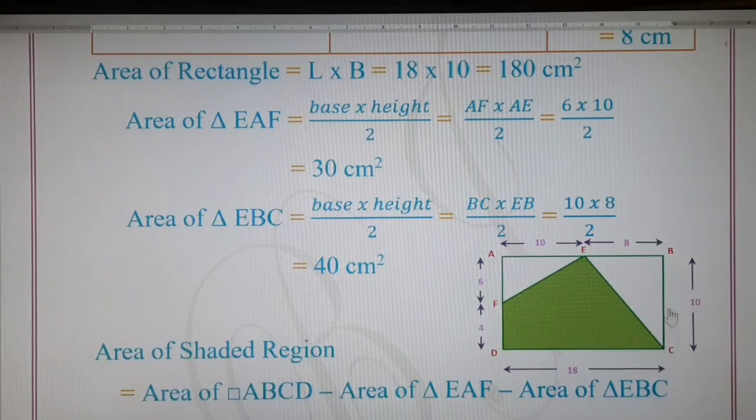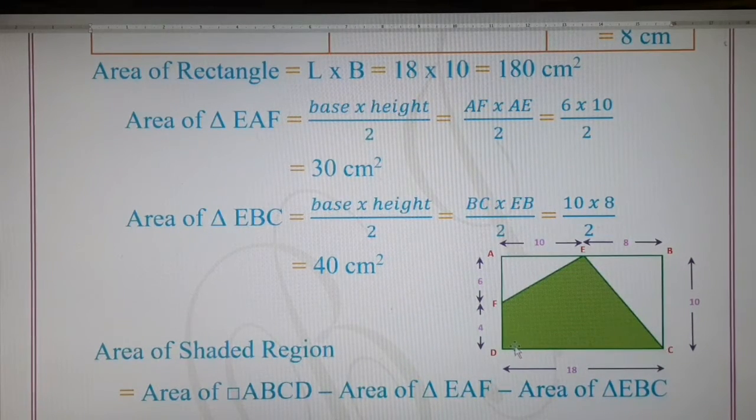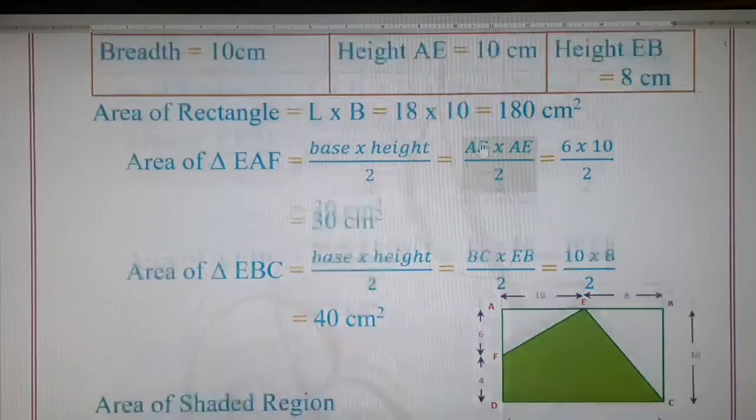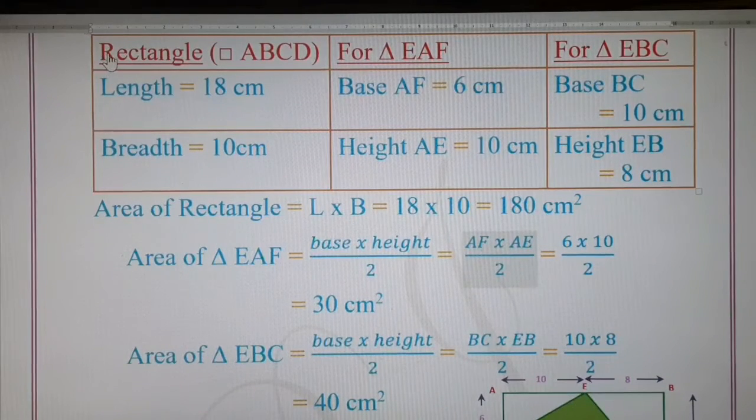So to find the area of this rectangle, we can just multiply the length into breadth, that is 18 into 10. Our answer will be 180 centimeter square. Area of the rectangle is length into breadth, that is 18 into 10, that is 180 centimeter square. But before we do that, we need to copy the details which are given.